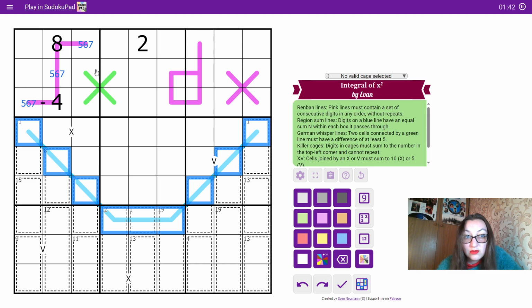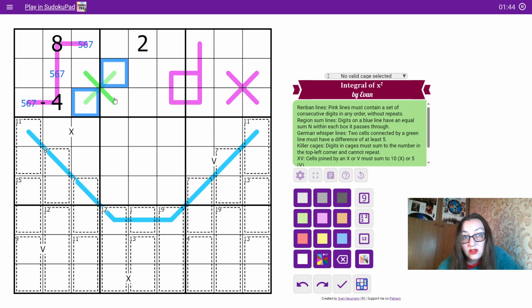German whisper lines, we only have a teeny tiny German whisper line. So the 2 cells that are connected by a green line must have a difference of at least 5. So if this digit is a low digit, this one will be the high digit, and if this is the high digit, it will be the low digit, and the opposite. And they will have at least 5 difference between them.